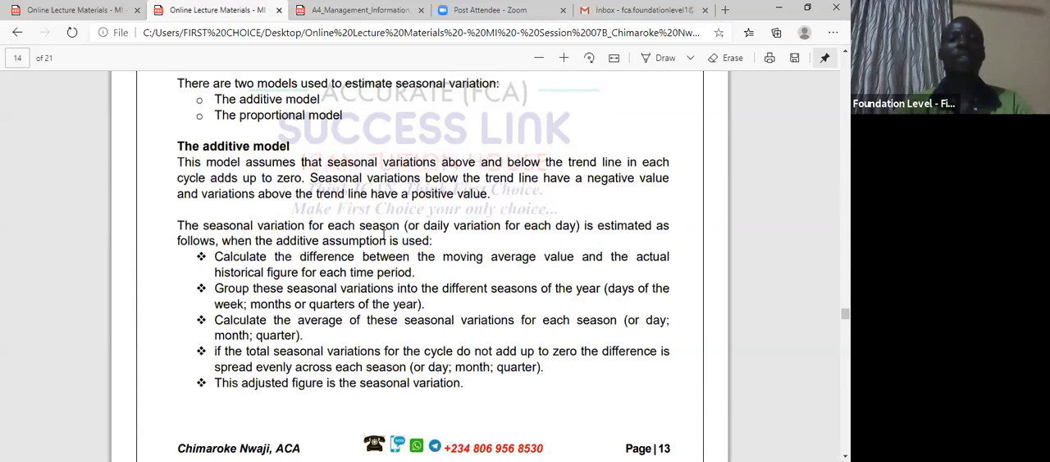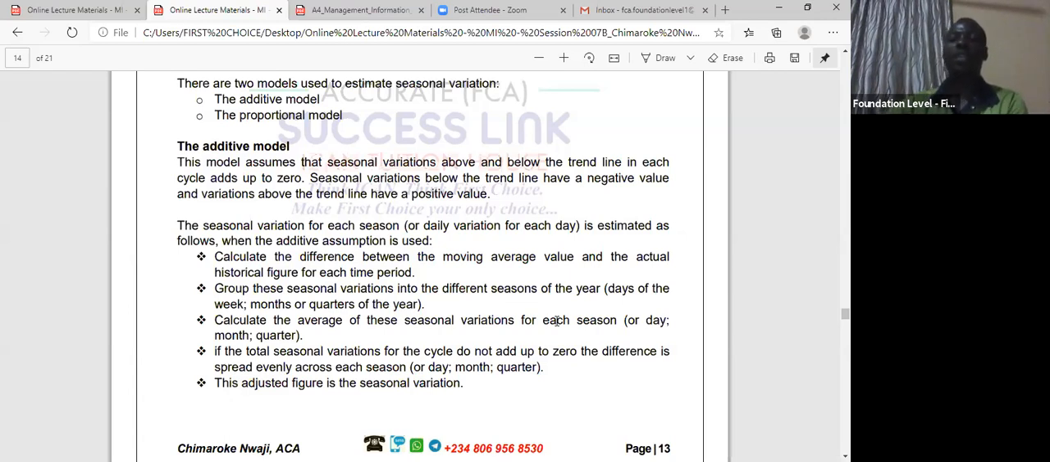Now, the seasonal variation for each season, or daily variation for each day, is estimated as follows when the additive assumption is used. Now look at it. Calculate the difference between the moving average and the actual historical figure for each time period. That is what we call seasonal variation for each day. Now, group these seasonal variations into the different seasons of the year. We'll see how we'll group them. Then calculate the average of this seasonal variation for each season.